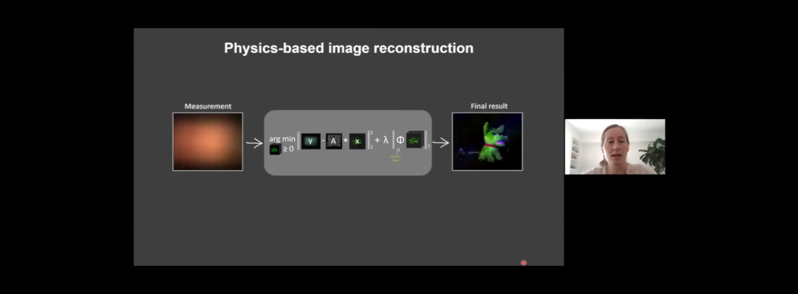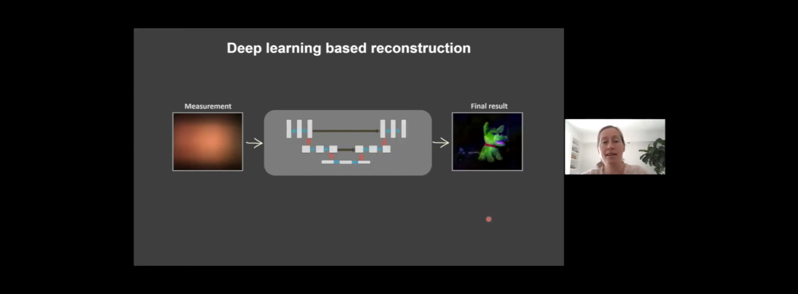So this is what I would call the physics-based image reconstruction. We use an iterative optimization algorithm to solve for X, given measurements of Y, for a known forward model A. So physics-based in the sense that this forward model A captures the physics of the system. So we put in our measurement and get out our final result. The other way you could solve this is by throwing it at a deep neural network and giving it a whole bunch of input-output pairs and hoping that the network can learn the physics itself.